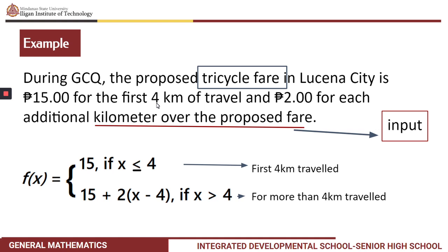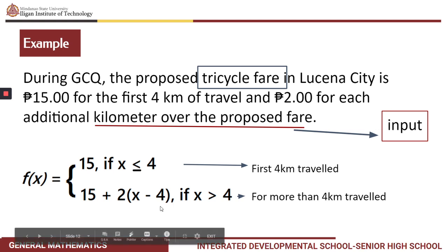So, say for example, 6 kilometers. So, hindi si 6 yung i-multiply mo kay 2 para sa additional na fare. Ang i-multiply mo lang is yung lumagpas na distance, which is 2 kilometers. So, yun ang i-multiply mo sa 2 pesos, which is the rate for each kilometer. That's why we have x minus 4 here. So, that's our piecewise function for this situation.